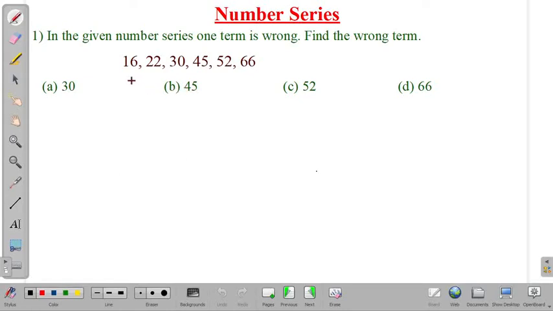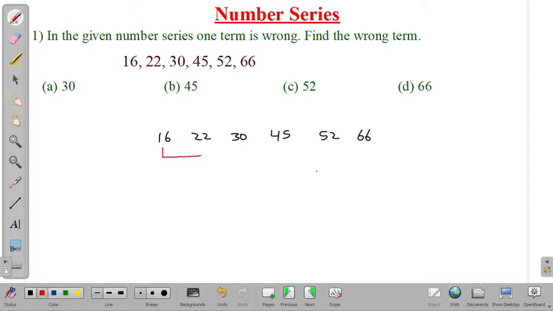So in this series, first we will write all the terms: 16, 22, 30, 45, 52 and 66. If you see here, it is increasing from 45 to 52, 52 to 66. So it is increasing gradually, so it will be of difference type. Now we will find the difference between two consecutive terms.